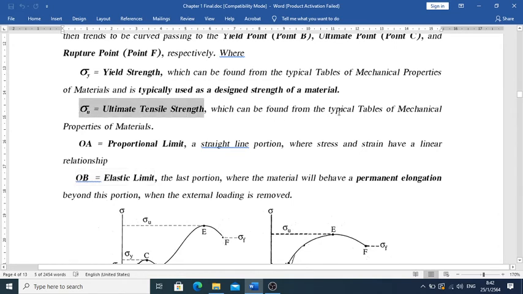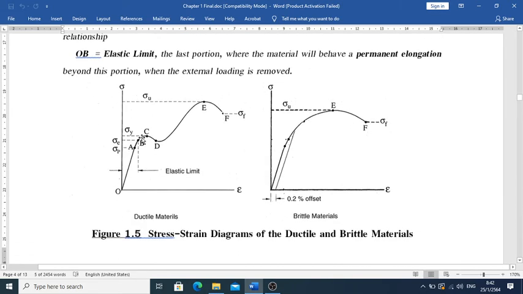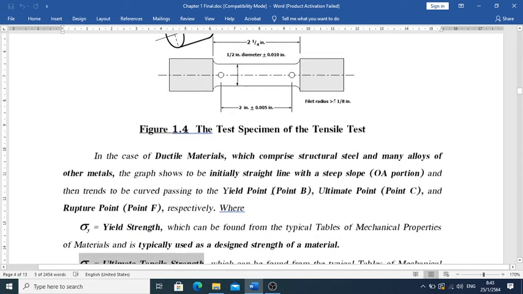It can be found from the table of mechanical properties of the material. Okay, so this is what we just talked about. This is the ductile material, typically steel. And this one is going to be cast iron. This one never has a sigma y. For this type of material we just run the experiment, and the workpiece looks like that.